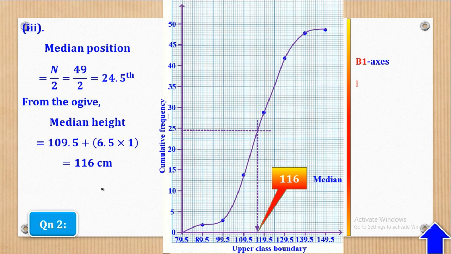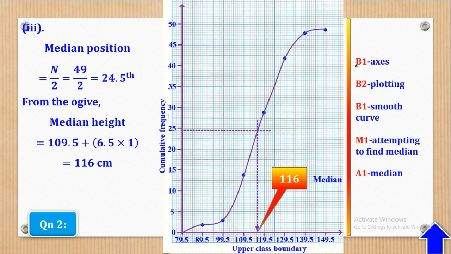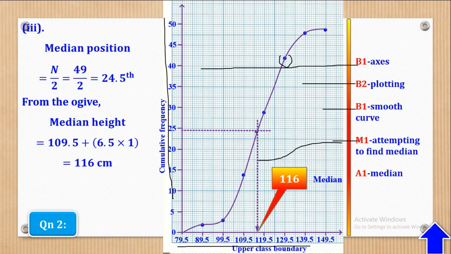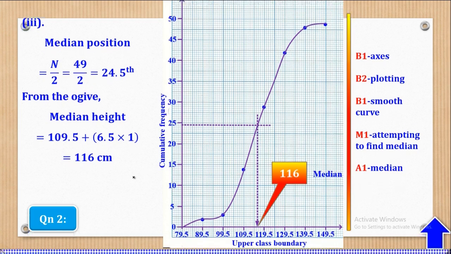And now let's see how much can be awarded for this slide. So B1 will be for plotting, for you to draw the axis correctly with a correct scale and well labeled. Then B2 will be for plotting all the points correctly. B1 will be for you to draw a smooth curve through the points. M1 is for you to attempt to find the median, so these dotted lines, when they are seen, that will be M1. Then A1 is for you to state the median. So basically that's what they wanted in this question.